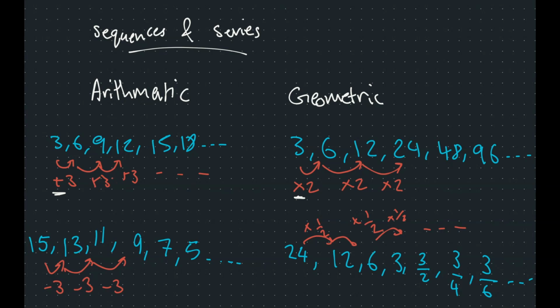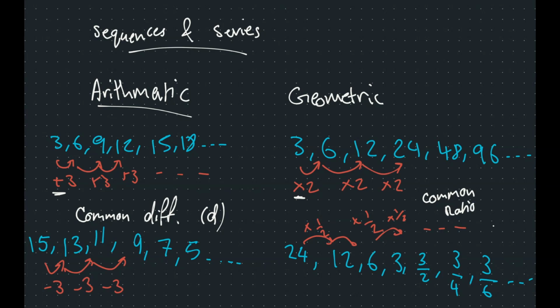And let's give a name for this kind of difference. Something that we add, this value, let's give it a name. With arithmetic sequences, what we have is something called a common difference, and we denote it with the letter d. And here we have a common ratio, not a difference, but a common ratio, and we denote it with the letter r. And now let's move on to getting some equations to describe both of these sequences.